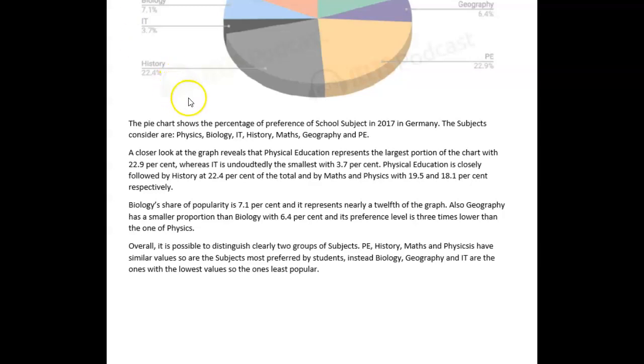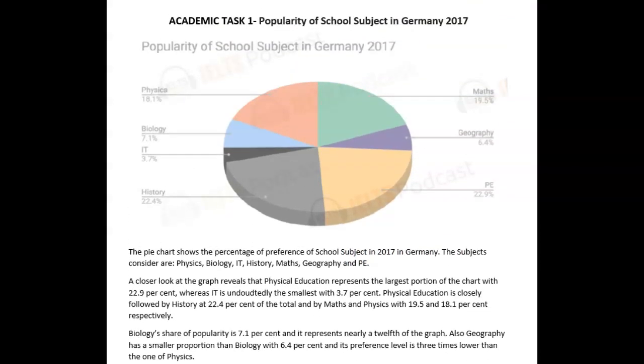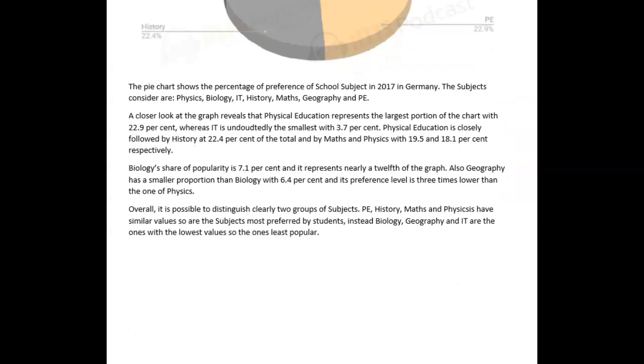I think you could have made it a little less heavy. And by that, I mean you have all these prepositional phrases. Look, of preference, of school subject in 2017 in Germany. You could have lightened it up a little bit. Let's see. The pie chart shows school subject preference in 2017 in Germany. I mean, we got rid of at least 1 or 2 of them. Let's see. The subjects considered.